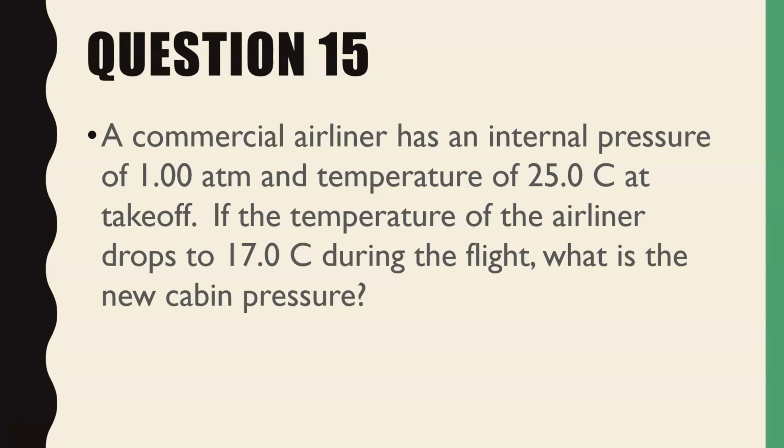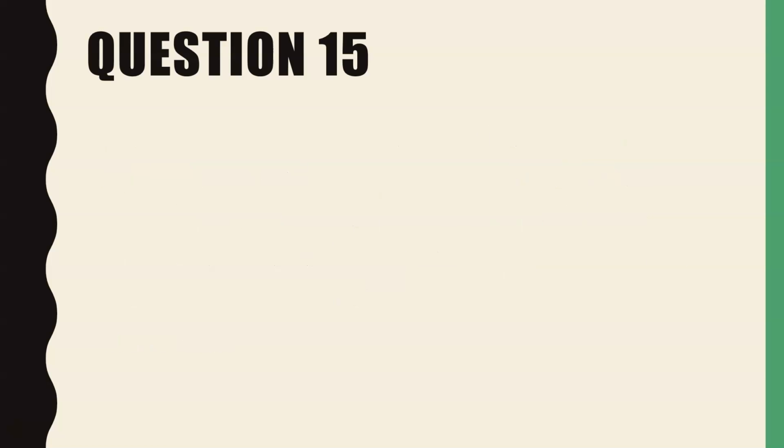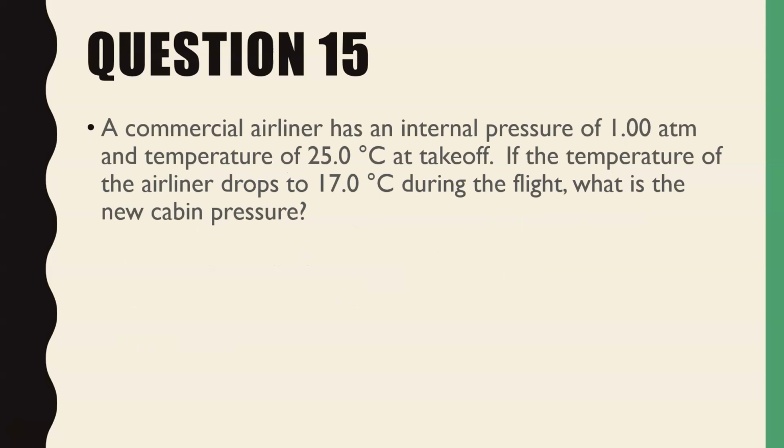Our new cabin pressure on this flight is going to be 0.973 atmospheres, so just a little bit lower. Hopefully you got it right, but if you didn't, let's see what you should have done. When I read my problem, I see that I have a pressure and a temperature, and then I see that I'm given another temperature and asked about my new pressure, which means that I'm going to be doing P1 divided by T1 equals P2 divided by T2.